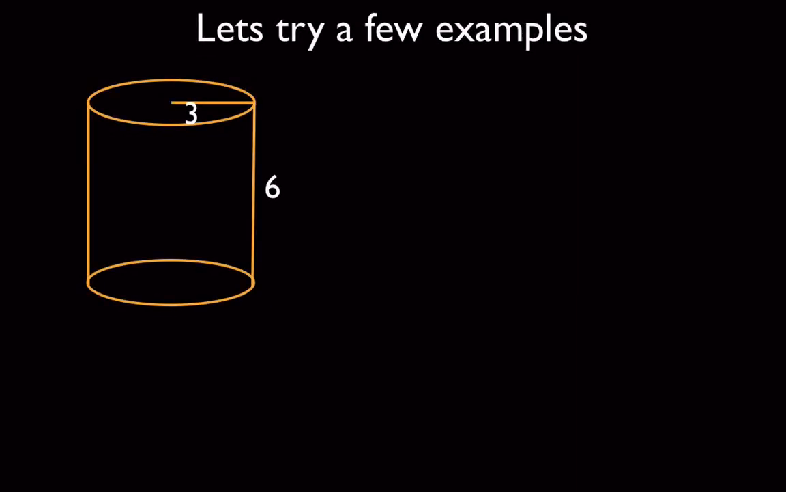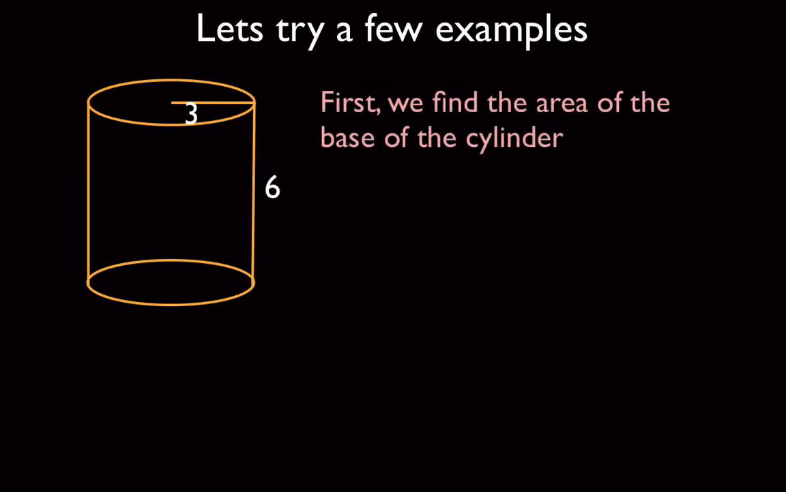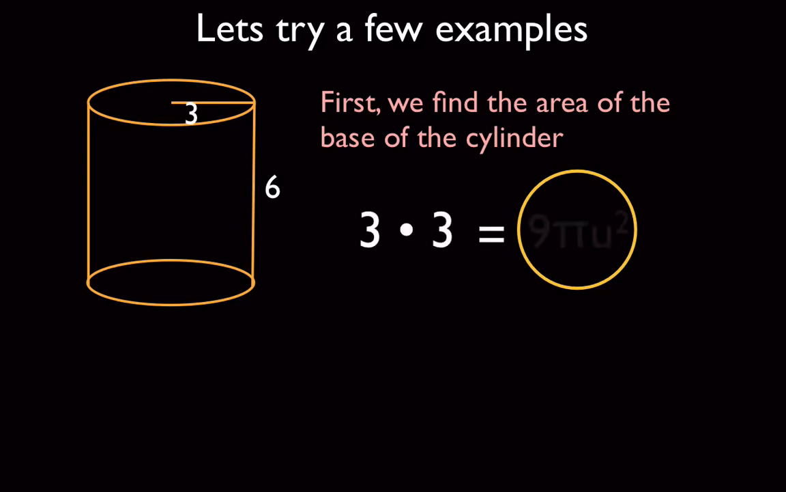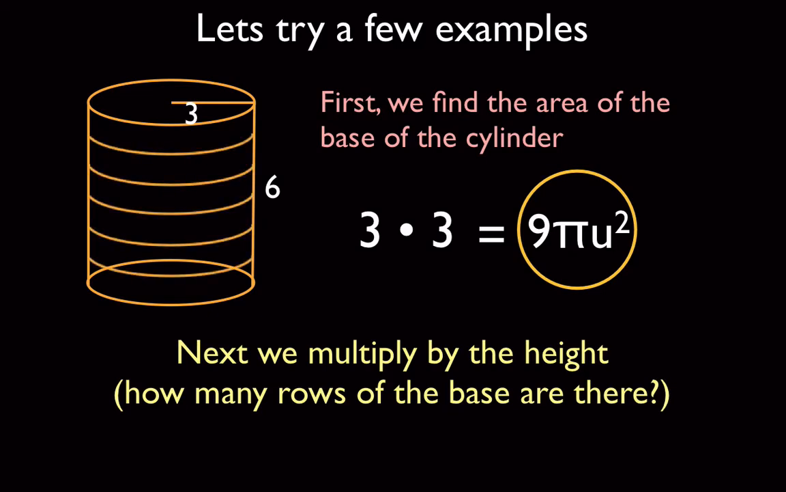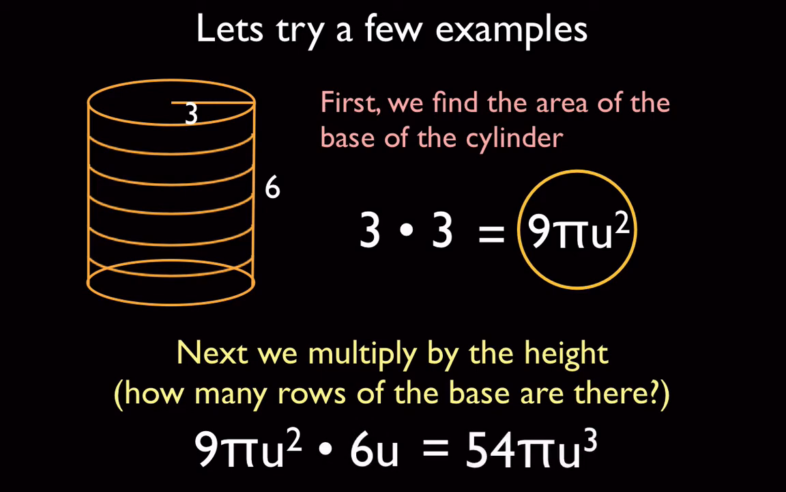Let's look at an example together. First off, we're going to take the area of the base. Our base is a circle with a radius of 3. So 3 times 3 times pi gives me 9 pi units squared. In addition to that, I'm going to multiply it by the height. So I want to imagine breaking this up into 6 sections. And 9 times 6 is 54 pi units cubed.